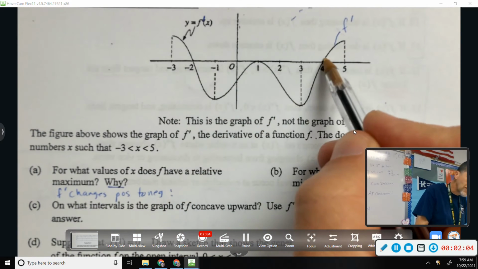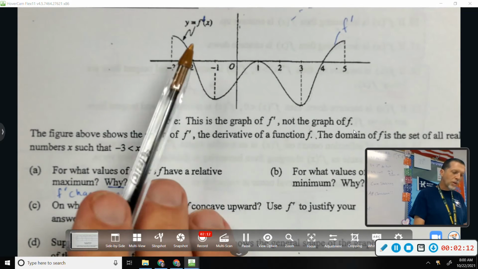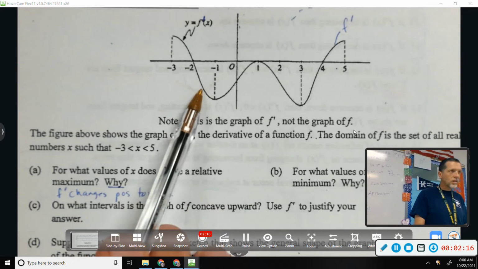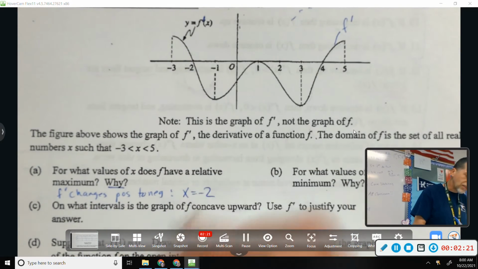Right here the graph goes positive. So where does the graph change? Not the slope of the graph. Where does the actual graph change from being positive to negative? At -2. The graph changes from being positive to negative at x equals -2.